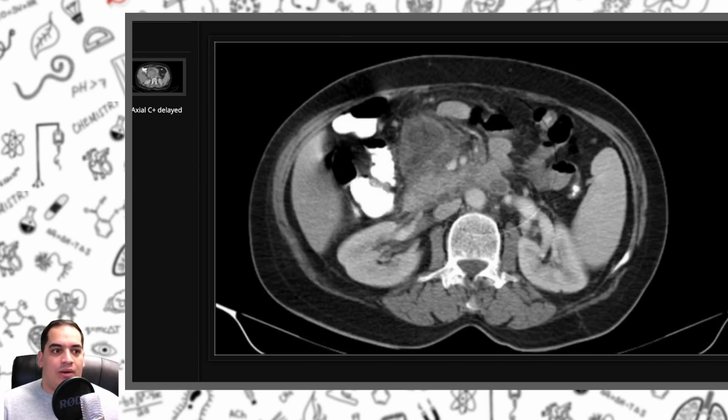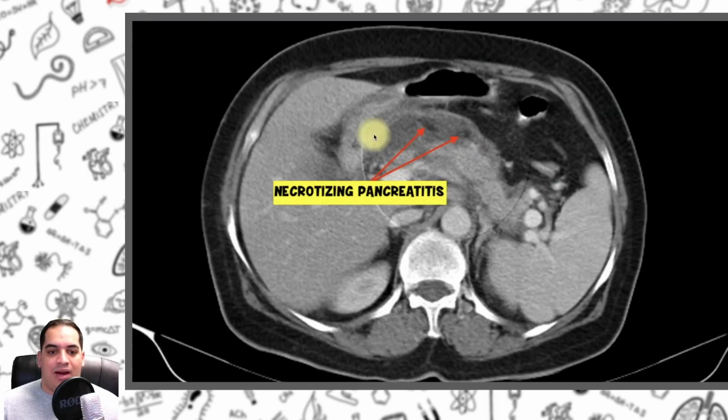Okay, so let's take a look here at what we highlighted. Again, we have some necrotizing tissue here. Again, this could have been from a lot of the necrosis of the tissue, liquefactive necrosis as well. All right, so that is necrotizing pancreatitis. Let's look at another complication that we can see from pancreatitis.